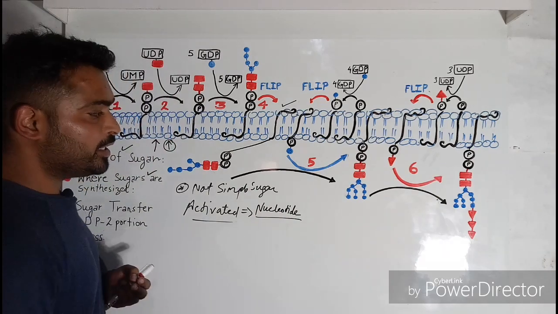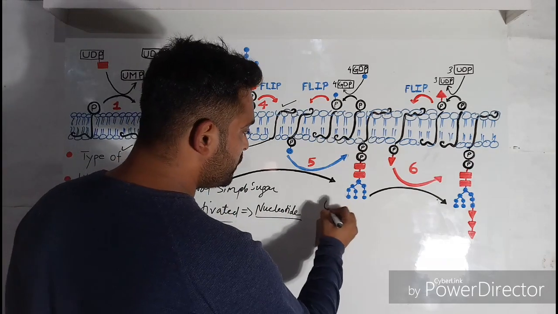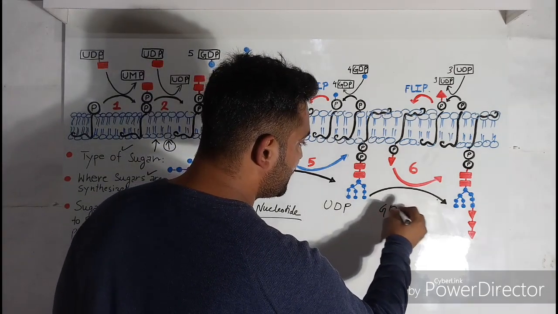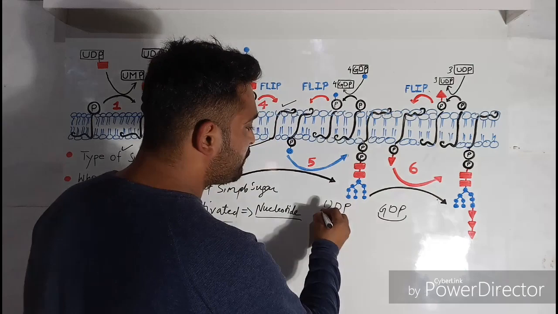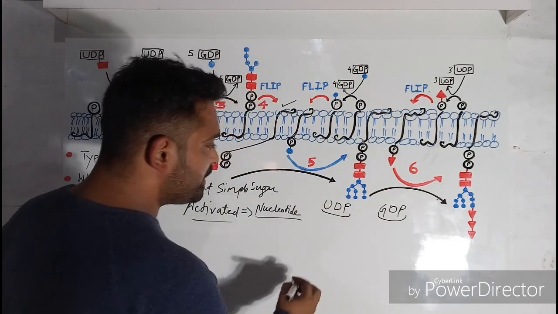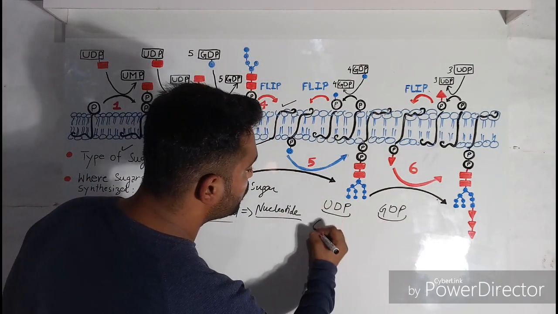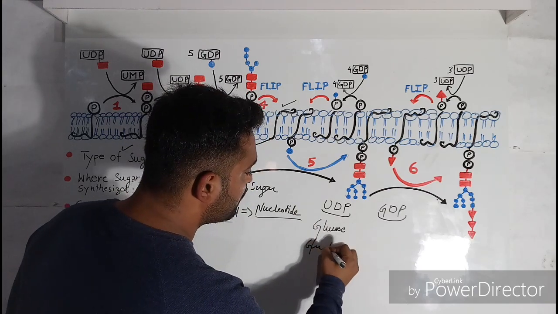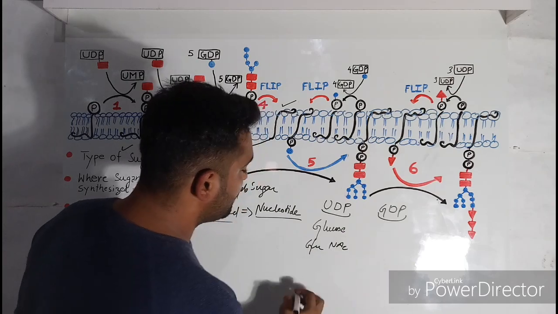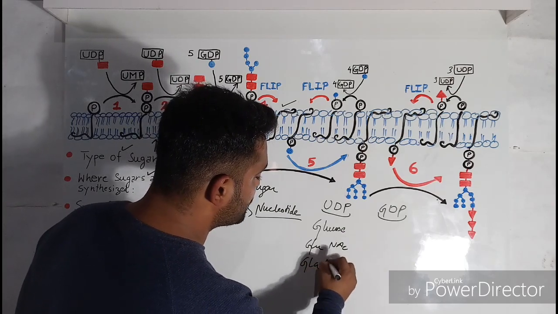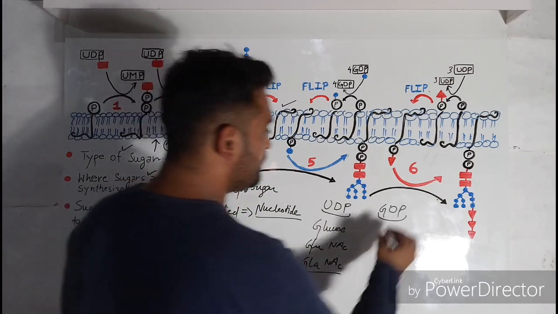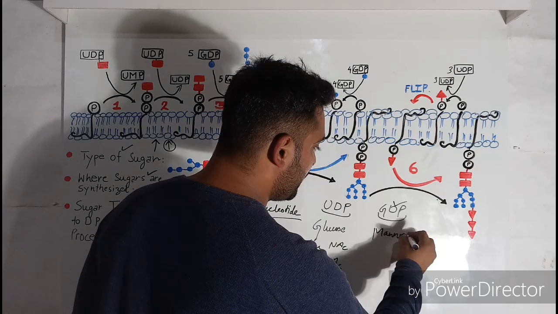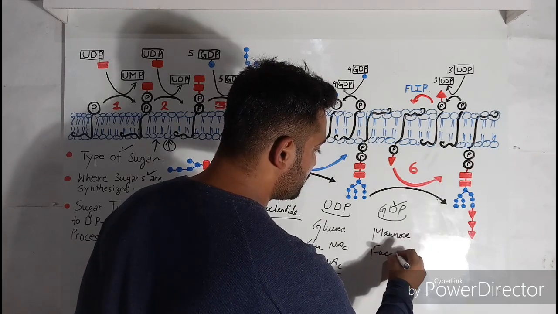So we would see 2 nucleotides, one is UDP and another one is GDP, and they will be attached to different sugars. In case of UDP, this is mainly glucose, and we have N-acetyl glucosamine, and the second one is N-acetyl galactosamine. This GDP is attached to mainly mannose, and we have fucose.